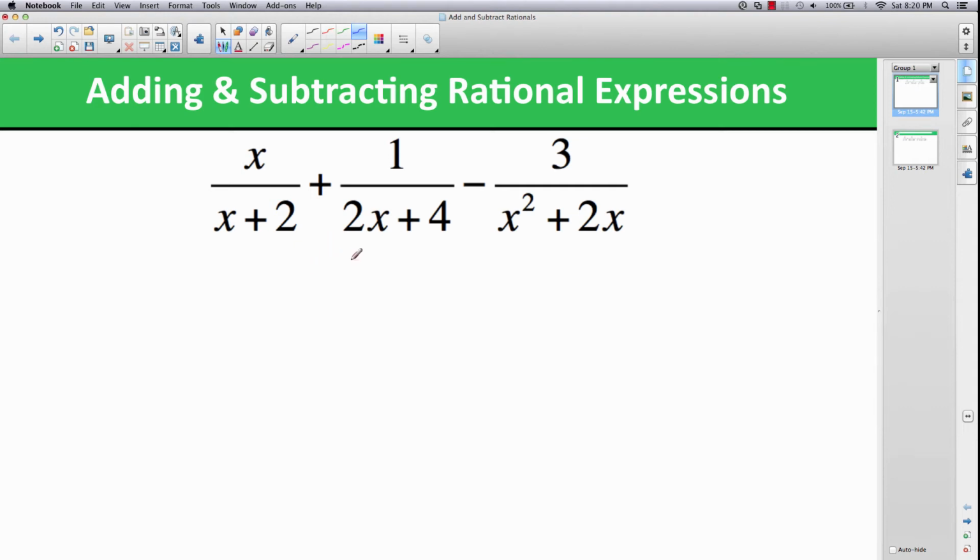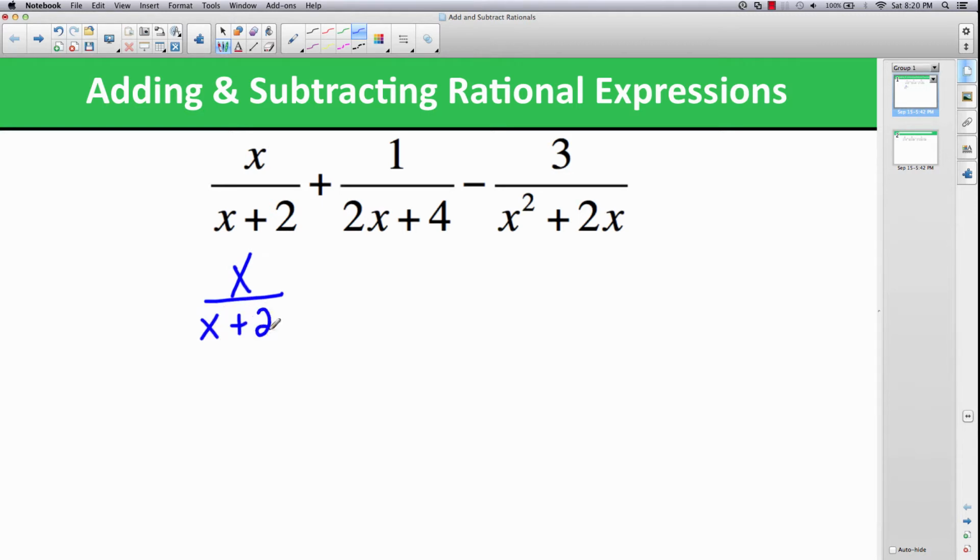So with adding and subtracting rational expressions, or adding and subtracting fractions, we want to make sure that we have an LCD, a least common denominator. We need a common denominator, and then we can go ahead and add and make it one single fraction. So what we want to do is just factor our denominators.